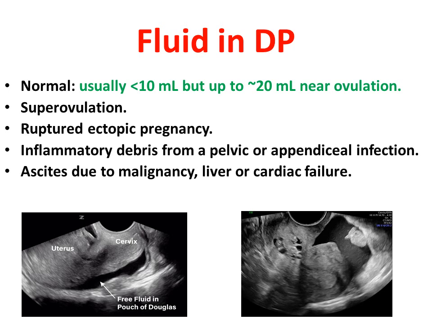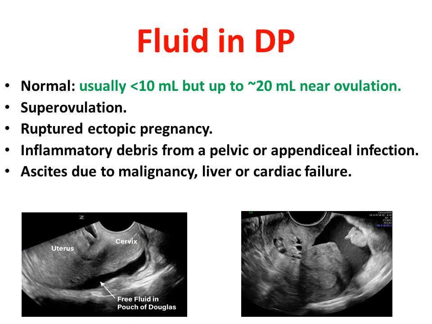Other differential diagnoses in such a case are inflammatory debris from a pelvic or appendicular infection, or ascites due to liver or cardiac disease or malignancy. So don't rely on the fluid in the Douglas pouch alone as a diagnostic sign of ectopic pregnancy. It is not always free blood inside the peritoneal cavity.